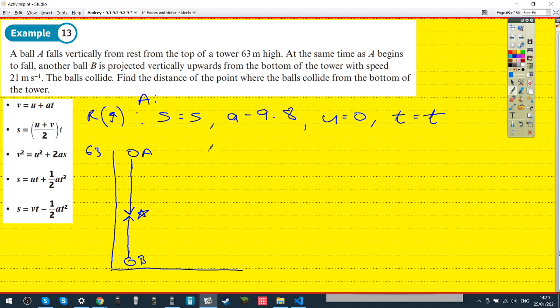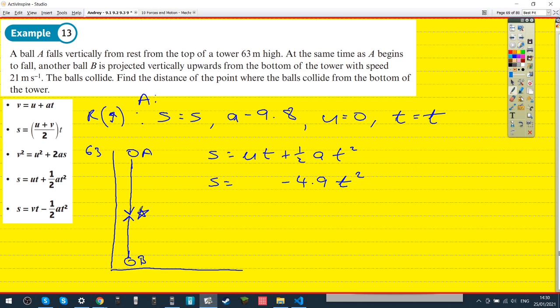So what equation would we use for these? We're going to use S equals UT plus half AT squared. So S, that bit is 0, equals minus 4.9T squared. So we have two unknowns. We could do something similar with B to get a second equation.